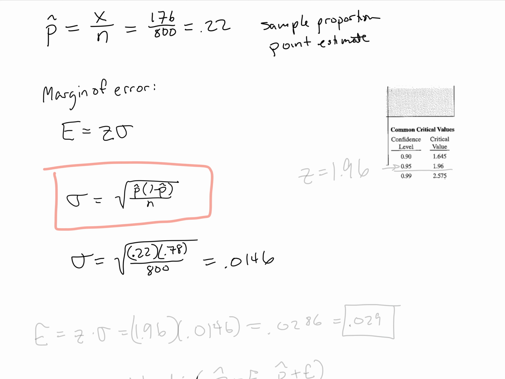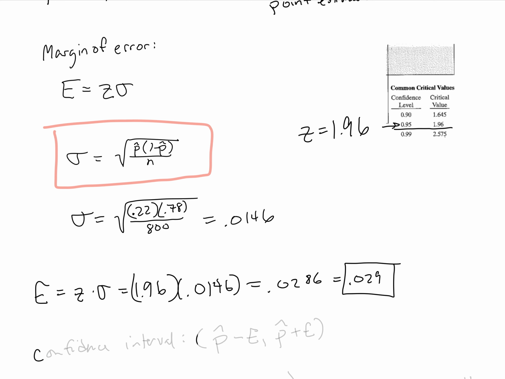Like I said, we'll only ever be using 3 different confidence levels, so 0.95 goes with 1.96, so that means that z is 1.96. So E is just multiplying those two values together, z times sigma, that's 1.96 times 0.0146. And when we multiply those two values together, we'll get 0.0286, or maybe we'll use 0.029. Let's round to 3 decimal places this time.